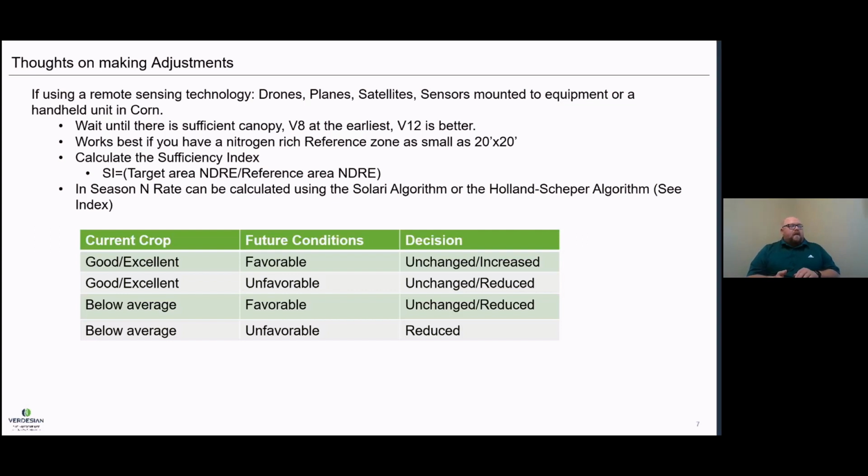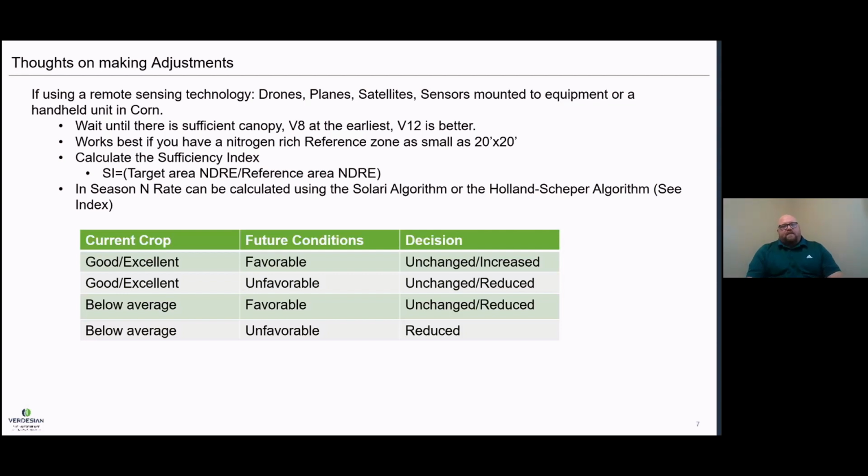Then the in-season nitrogen rate change can be calculated using 1 of 2 algorithms: the Solari algorithm or the Hall and Shepard algorithm, which I can share with people later on. What that gives us is a good idea of what that nitrogen rate should be. And as a rule of thumb, if your SI is at 0.95, so you're off by 5%, the first thing you might want to do is add 30 or 40 pounds of nitrogen in that time frame and just watch to see what happens in the next couple weeks.